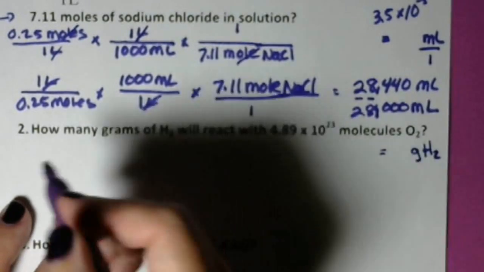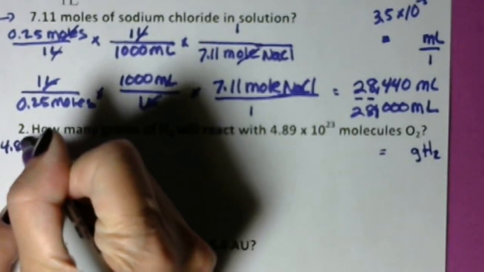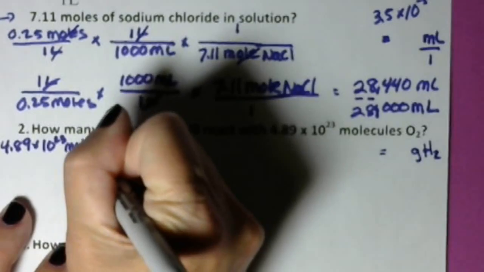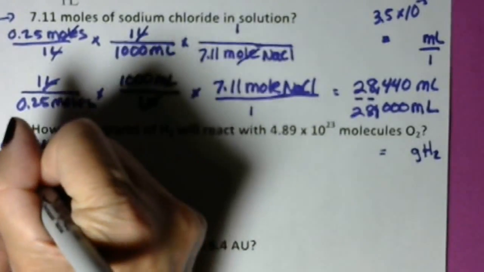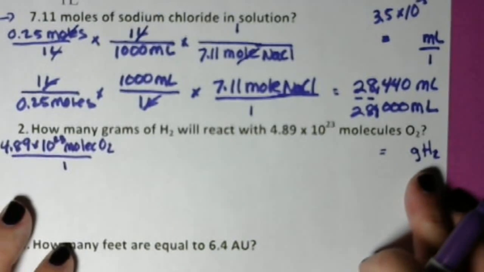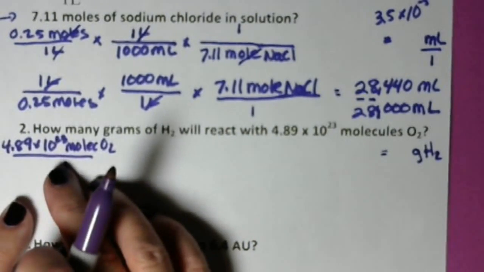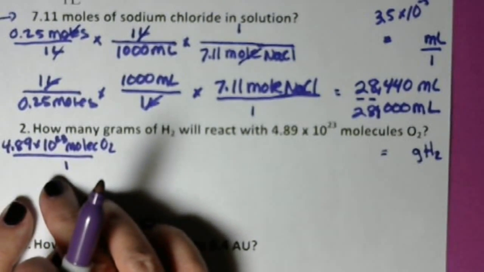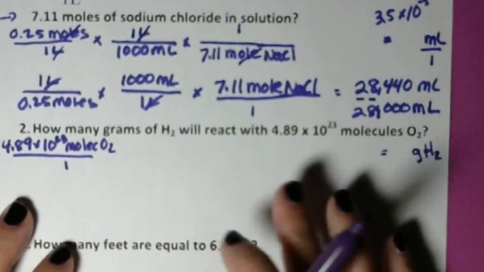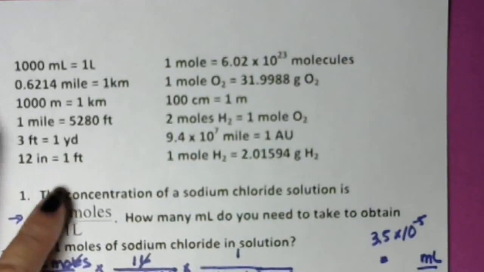Step 2. What am I given? 4.89 times 10 to the 23rd molecules of oxygen. And I'm going to put it over 1. Step 1. What am I looking for? Step 2. What am I given? Step 3, do I know anything that will help me get from here to here? Well, yes, I do. I've got some information.